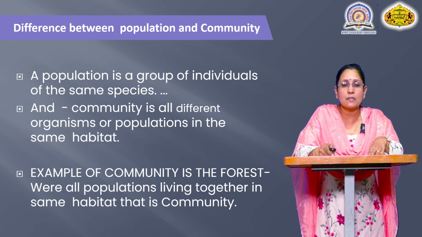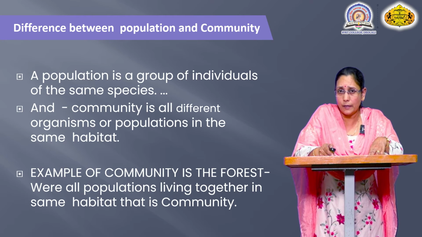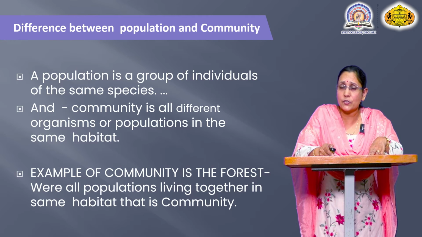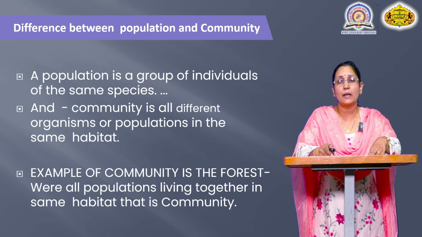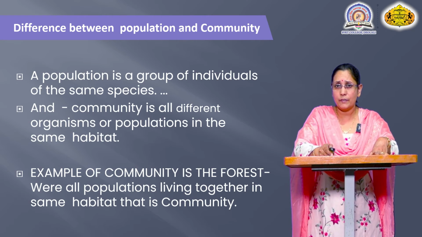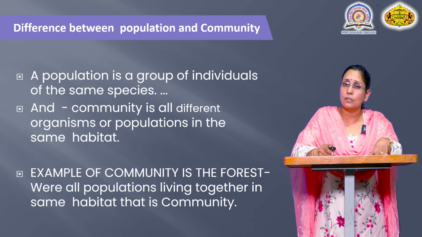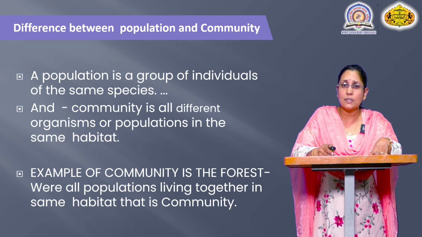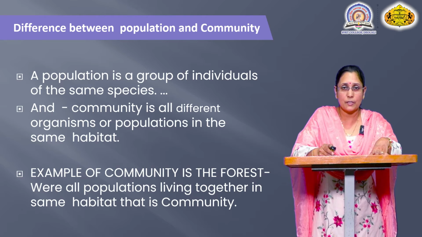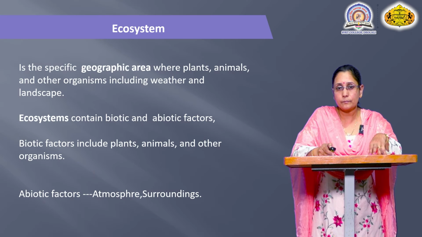A very good example of community is the forest. In a forest, plants are there, animals are there. Not only plants and animals, but different types of plants, a variety of plants, and a variety of animals are there. Carnivores are there, herbivores are there, decomposers are there, etc. Various kinds of birds are also there, like vultures. So this is the difference between population and community.